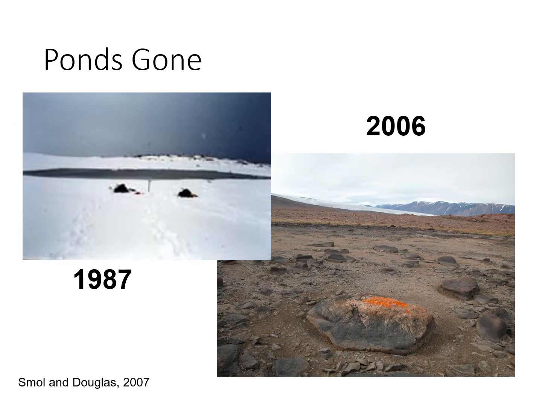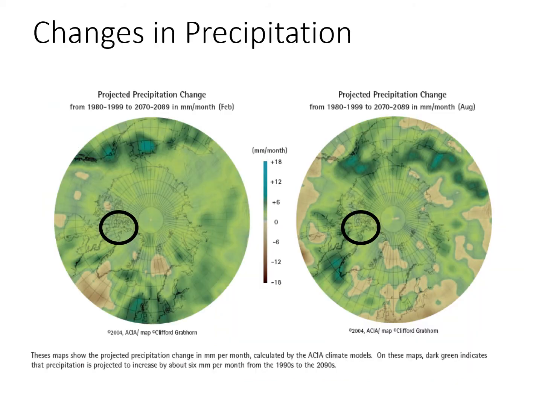Here is another example of a pond gone. Interestingly, precipitation in this area has likely not changed much, and predictions for the future suggest, if anything, it might increase a little. So why are these ponds disappearing? John Small and Marianne Douglas speculated that it is warming temperatures causing increased evaporation that is leading to these ponds that have been here for thousands of years to disappear.